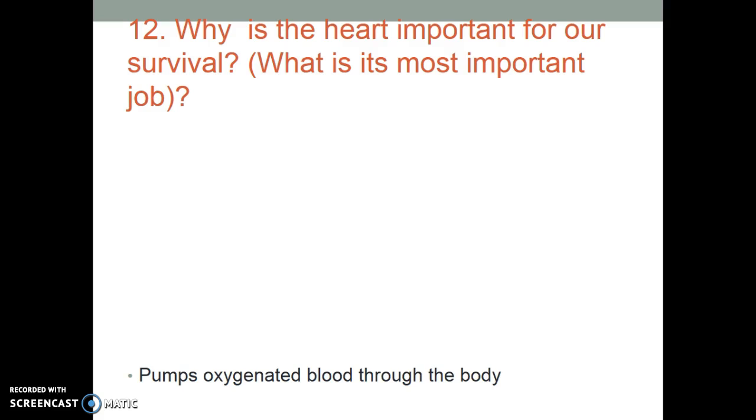Why is the heart important for our survival? Well, to sum it up, it pumps oxygenated blood through our body. We need to get that oxygen throughout our body.